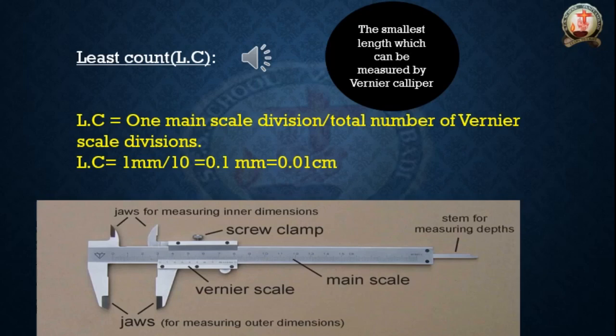So here the formula of the least count is LC, means least count. LC is equal to 1 main scale division divided by total number of vernier scale divisions. We'll see once again what is the formula of least count. LC is equal to 1 main scale division divided by total number of vernier scale divisions.